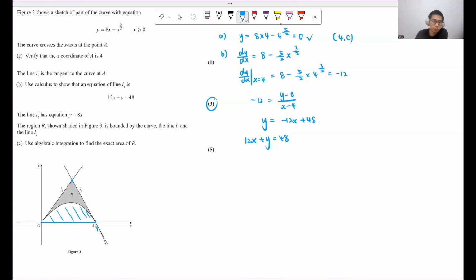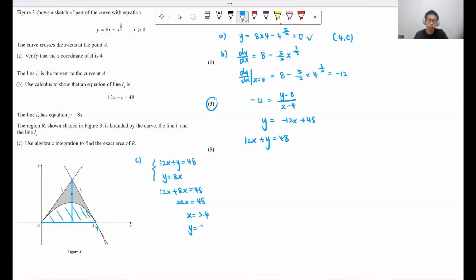If we want to work out the height of the triangle, we need to know what the intersection point between those two lines is. So first step, we find the intersection point between L1 and L2. We know L1 is 12x plus y equal to 48, and L2 is y equal to 8x. So we just have to solve the simultaneous equations. 12x plus y, which is 8x, equal to 48. So then 20x equal to 48. So x is just equal to 48 divided by 20, which is equal to 2.4.